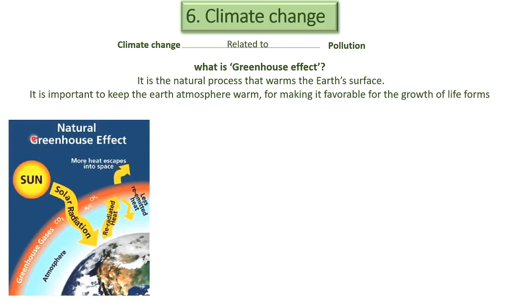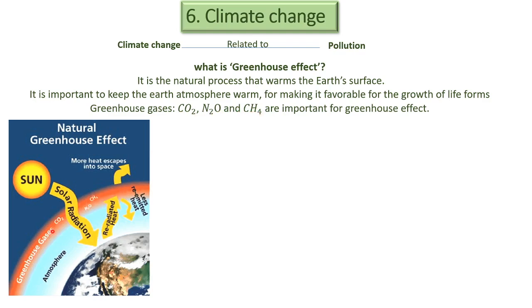Now let us have a look at the natural greenhouse effect. This is the earth's surface, this is the atmosphere, and this red portion is the amount of greenhouse gases. What happens is that when the sun's rays fall on the earth, most of the heat escapes into space, but some part of the heat remains in the atmosphere. The gases that trap this heat in the atmosphere are the greenhouse gases. These greenhouse gases are CO2, N2O, that is carbon dioxide, nitrous oxide, and methane.